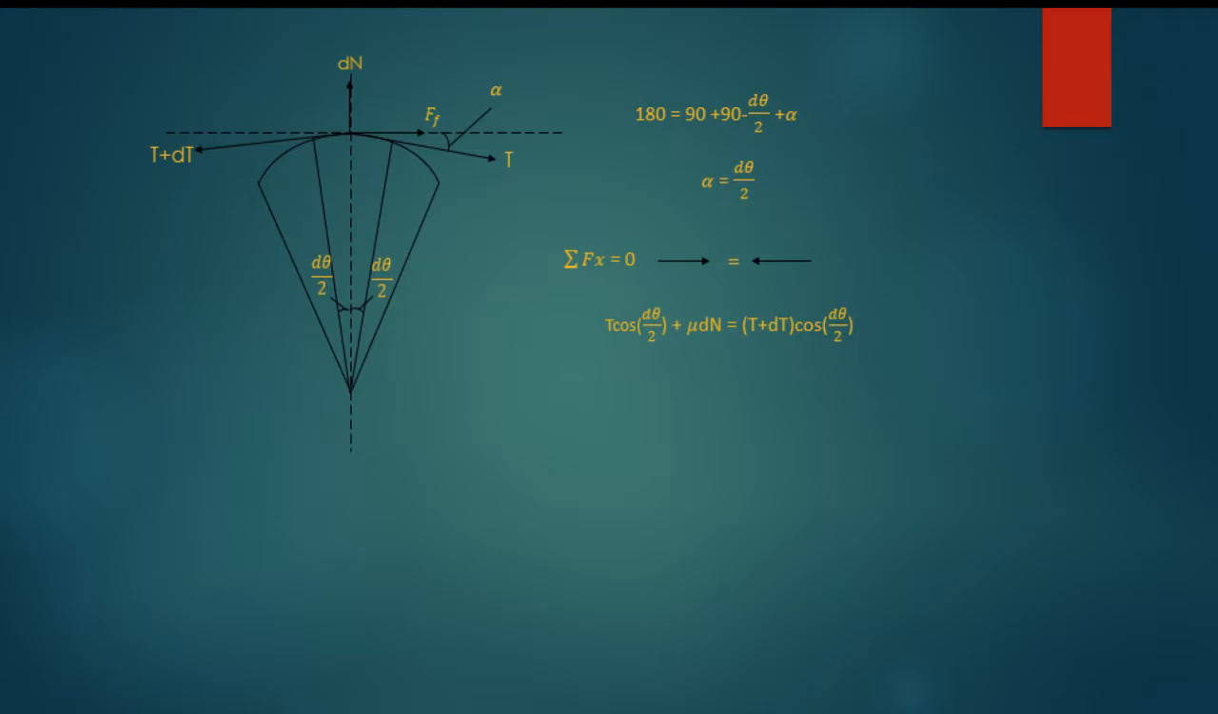So this T cosine d theta over 2, and this, if we subtract here, the T cosine d theta over 2 and T cosine d theta over 2 cancel out. So what remains is mu times dN is equal to dT cosine d theta over 2. Where, since d theta and dT are infinitesimal, d theta is a very small angle. So cosine d theta over 2 approximates to 1, and we remove the cosine value, so what remains is dT.